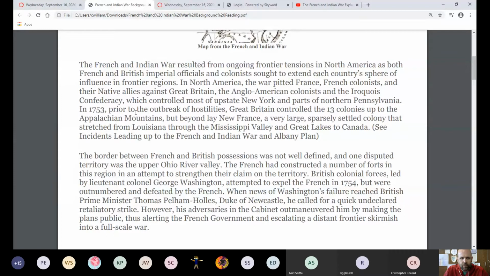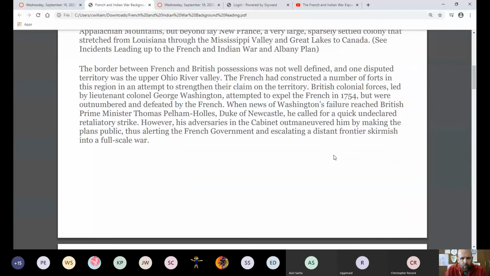In 1753, prior to the outbreak of hostilities, Great Britain controlled the 13 colonies up to the Appalachian Mountains, but beyond lay New France, a very large, sparsely settled colony that stretched from Louisiana through the Mississippi Valley and Great Lakes to Canada. So it's an enormous, very isolated area because the number of French settlers in North America pales in comparison to the number of British settlers, okay? The border between French and British possessions was not well defined, and one disputed territory was the upper Ohio River Valley. That's the part I circled on the map.